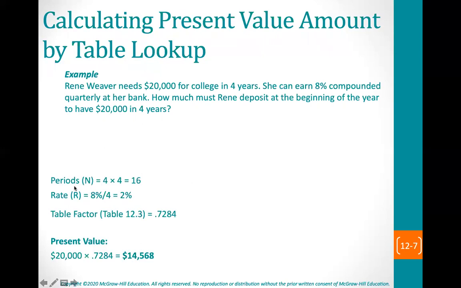First, we need to determine our periods. It's compounded quarterly, so that's 4 times a year. For 4 years, there's 16 periods. The rate is 8% compounded quarterly, so it's 2% per quarter. When we go to table 12.3, because we're trying to calculate the present value, our table factor is 0.7284. The $20,000 that we need times 0.7284, she needs to put $14,568 into her bank today to get to $20,000 in the future.